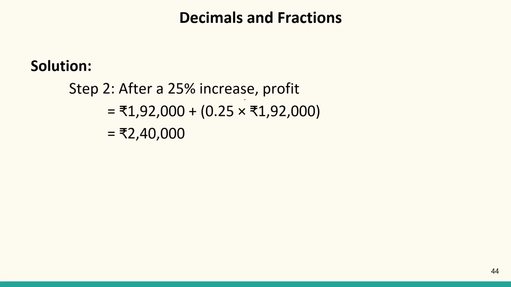So after a 25% increase the profit will become, since the word increase is used, that is why we use the plus symbol. So 1,92,000 plus 0.25, as the percentage increase is 25%, using decimal to convert it into a value. So 0.25 into 1,92,000. So this is nothing but 2,40,000. So at the end the net profit was constant after the decrease and increase.